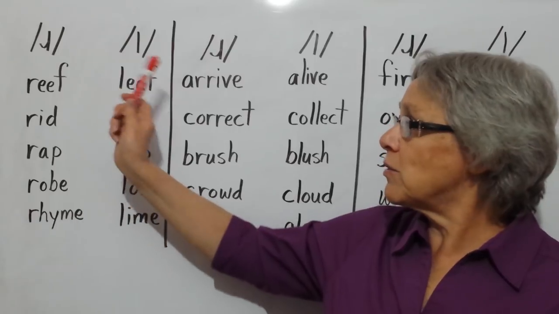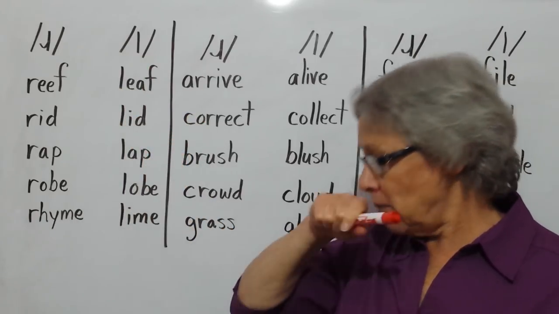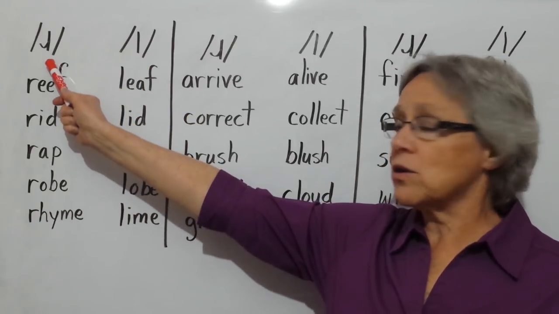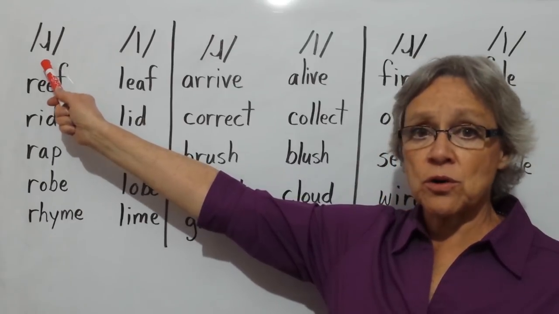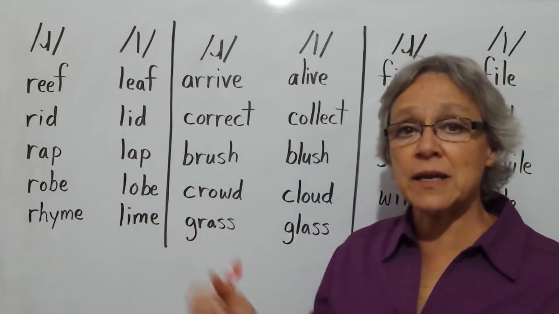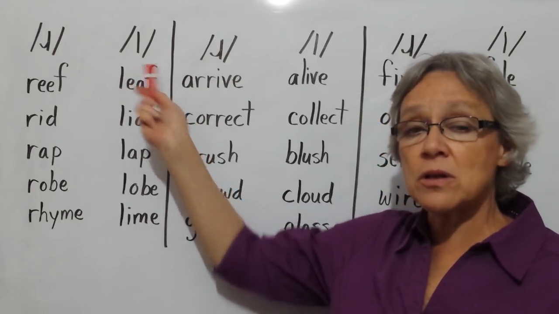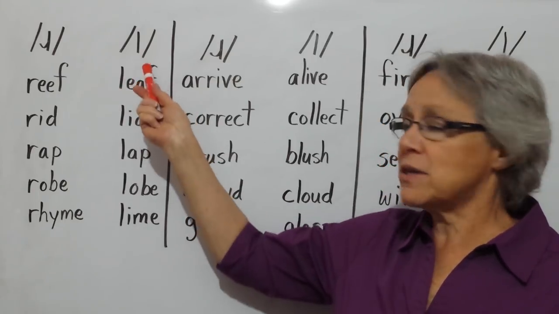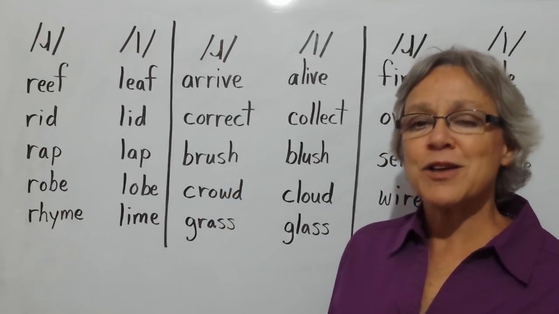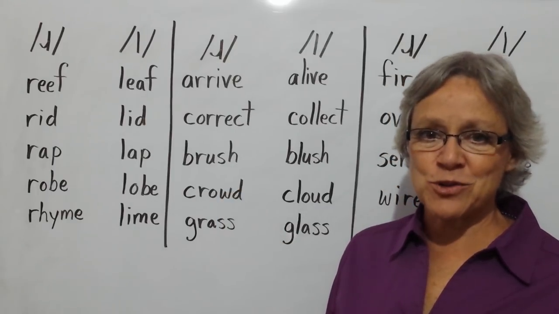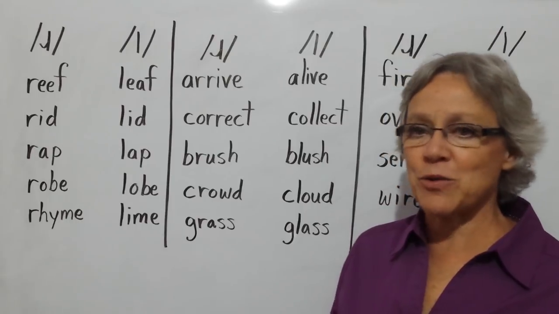So the biggest difference between them is that for this one, r, we do not let the tongue, remember, touch the top of the mouth. But for this sound, o, we do, okay? And this one, the tongue does touch the top of the mouth. So please practice saying these words with me. Please repeat them after me, okay?